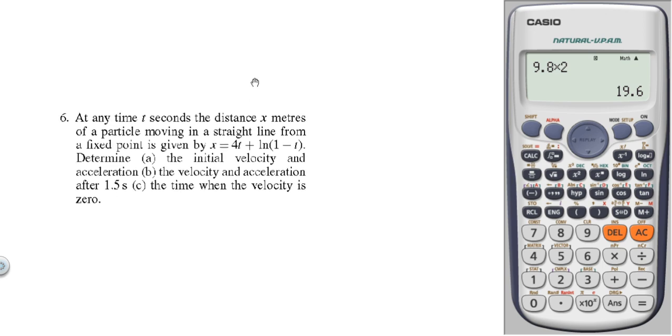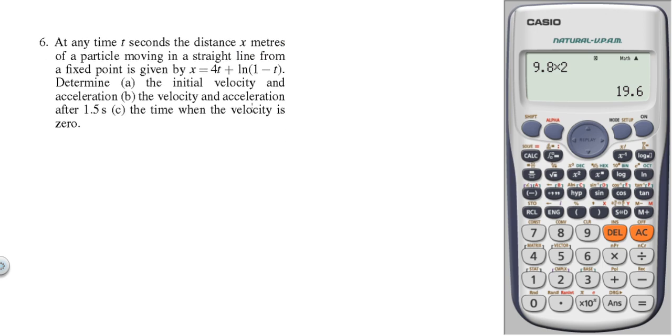Actually, there is more. Number 6. At any time t seconds, the distance x meters of a particle moving in a straight line from a fixed point is given by the equation x equals 4t plus ln of 1 minus t. Determine A, the initial velocity and acceleration. B, the velocity and acceleration after 1.5. C, the time when the velocity is 0. What is the equation? x equals 4t plus ln of 1 minus t. Let's differentiate this.